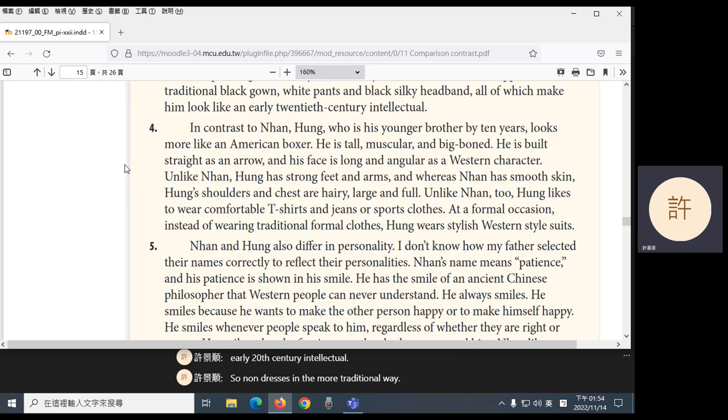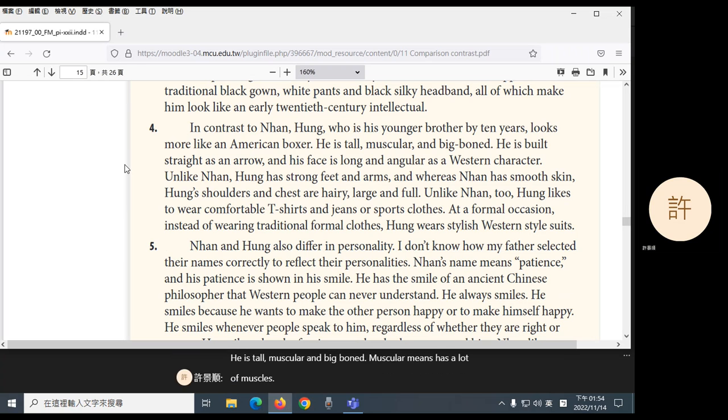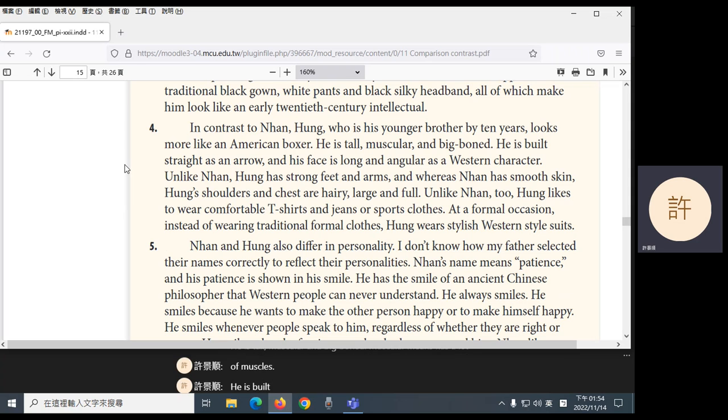In contrast to Nan, Hung, who is his younger brother by 10 years, looks more like an American boxer. He is tall, muscular, and big-boned. Muscular means has a lot of muscles. He is built straight as an arrow, and his face is long and angular as a Western character.